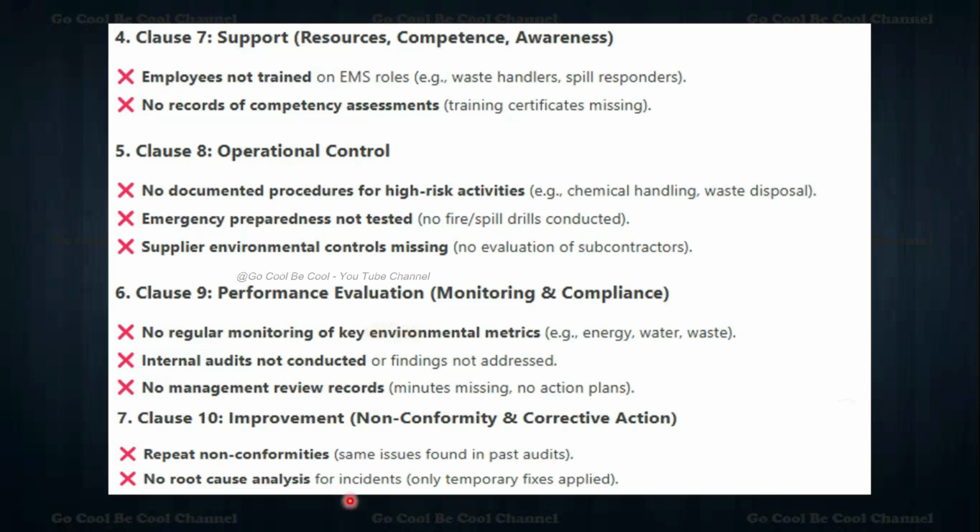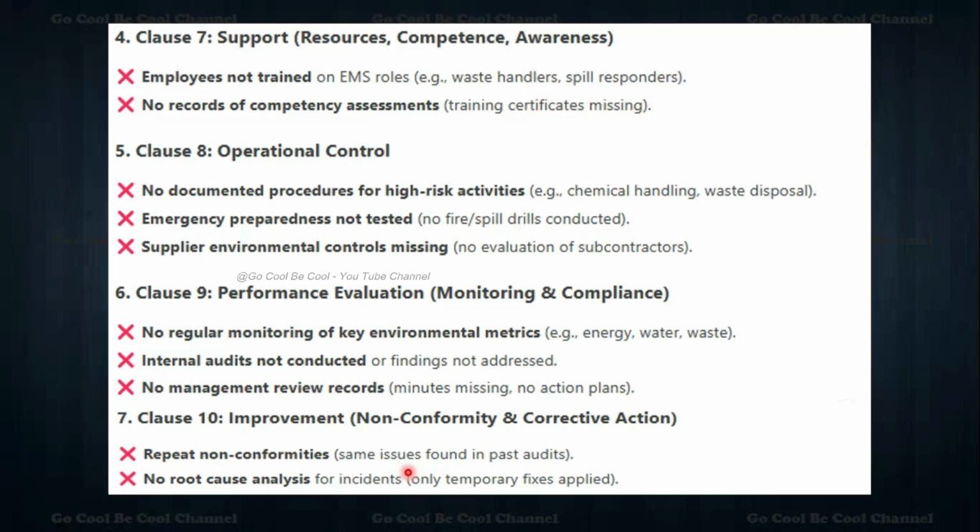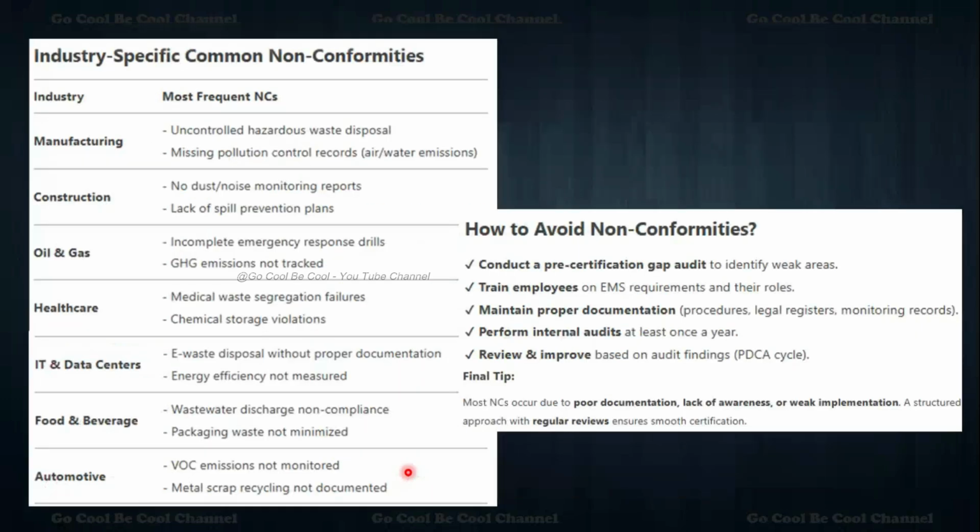These are all the NCs we can take up to the next level. So class number 10 is nothing but improvement, non-conformity, and corrective action. Repeat non-conformities, where the same issues were found in past audits, we can directly take in class number 10. And then no root cause analysis for incidents, only temporary fixes are available. So these are the major top 10 we could see. So major NCs we can find out as far as the industry is concerned.